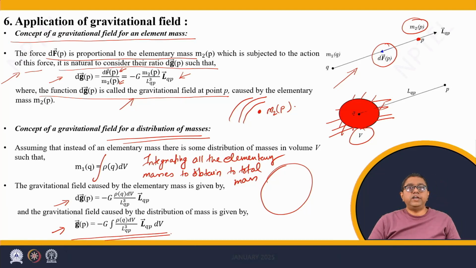Thus, we have the gravitational field vector G at point P as minus G integral rho dV by lpq square, lqp. This is integrated over the entire volume V. So this gives the overall gravitational field for a distribution of masses instead of a point mass. Using this concept, the gravitational field of subsurface elements or subsurface distribution of various masses can be obtained for geophysical applications.